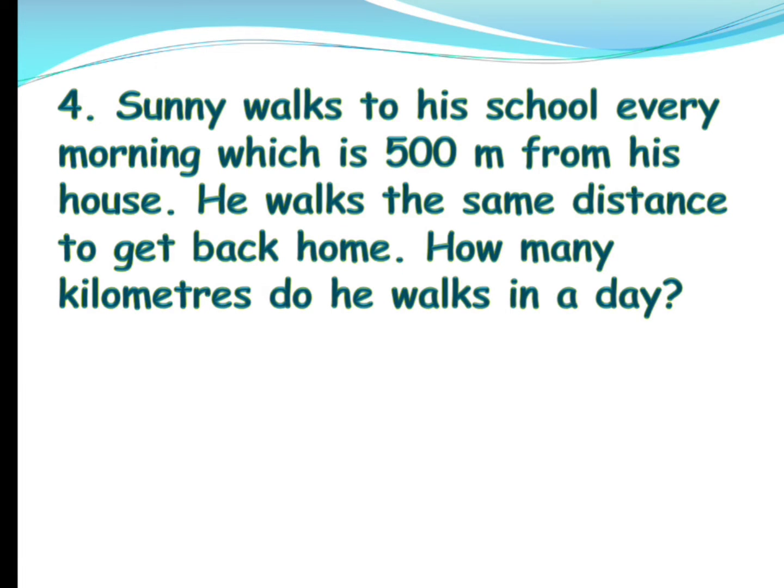Sunny walks to his school every morning, which is 500 meters from his house. He walks the same distance to get back home. How many kilometers does he walk in a day? That means from home to school it is 500 meters, and again school to home it is 500 meters. Both are 500 meters. First, we need to add 500 meters two times because it is from home to school and again coming back from school to home. So add it and then you have to convert into kilometers.